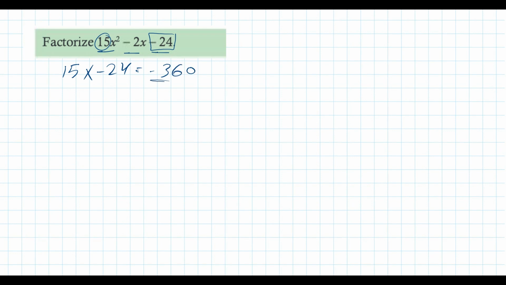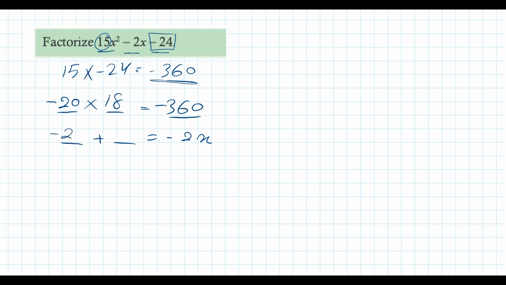Now we are looking for two values. If you multiply these values, the product should be negative 360. And if you add the same two values, the result should be the middle term, which is negative 2x. After looking for these two values, we found negative 20 and 18: negative 20 times 18 is negative 360, and negative 20 plus 18 is negative 2, like negative 20x plus 18x gives negative 2x.